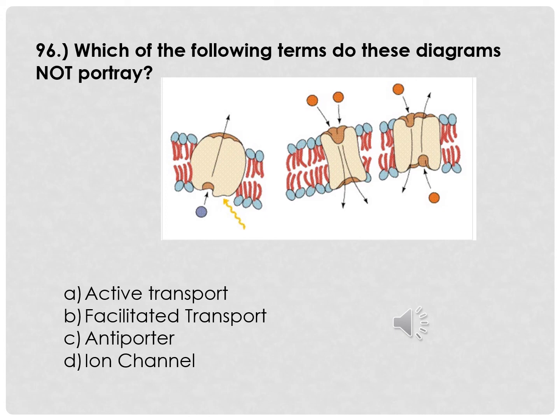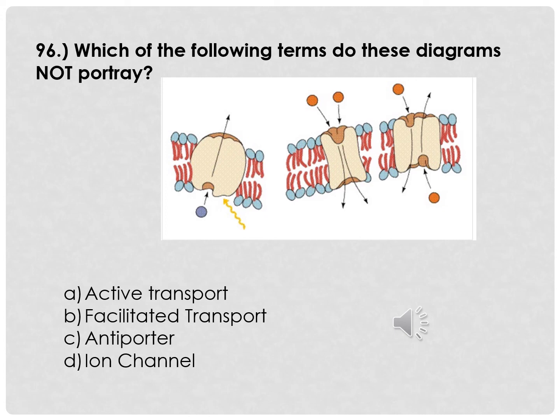If we look at the next diagram, it shows two molecules moving in the same direction through some sort of a channel. And the next diagram shows two molecules moving in opposite directions through some sort of a channel. The first is an example of a symporter, and the second is an example of an antiporter. Both of them are examples of facilitated diffusion or facilitated transport because they are using a protein channel to get through the plasma membrane. Therefore, letter B, facilitated transport, is portrayed and is not the correct answer.